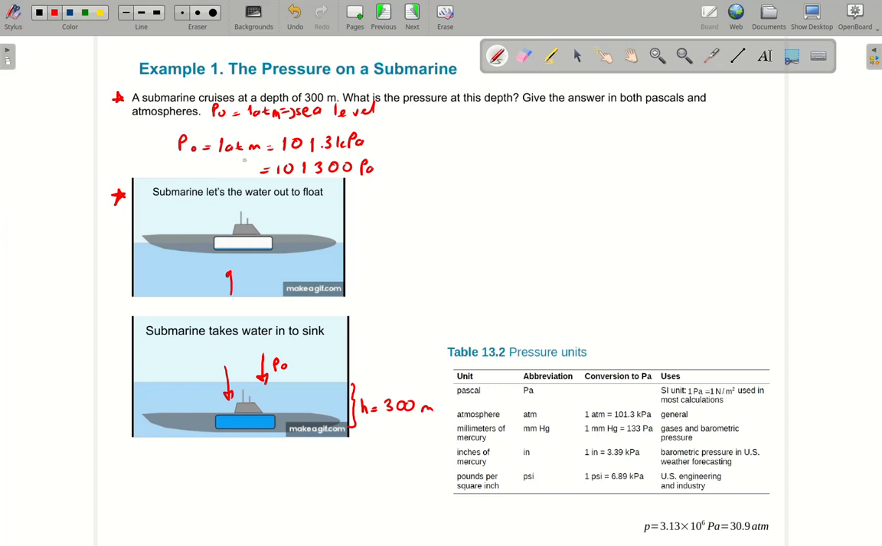What else? Density of the seawater, let's call this rho C, 1030 kilogram per meter cube. We will need all these to solve for this problem. I'm just checking my values here. So all good. What is the pressure down here at 300 meters?